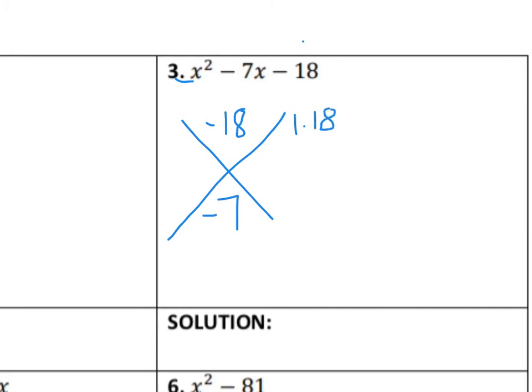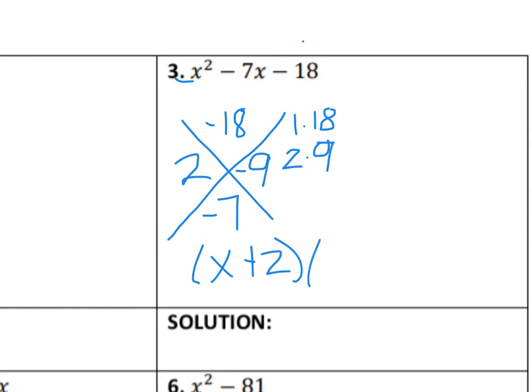that add or subtract to give me 7. So 1 times 18, that's not going to work. 2 times 9, let's try those. I know one of them has to be negative in order for me to get a negative 18, and I need to figure out which one needs to be negative in order for me to get a negative 7 on the bottom. So I need to make it the bigger number. Negative 9 plus 2 gives me negative 7. So I can pull those out with my x's and say x plus 2 and x minus 9.